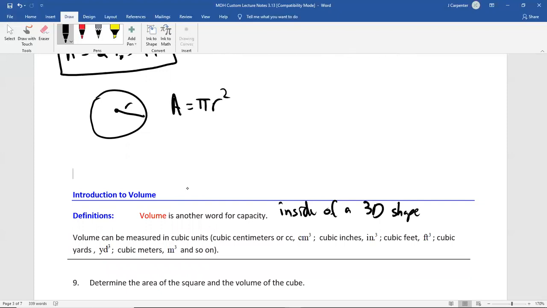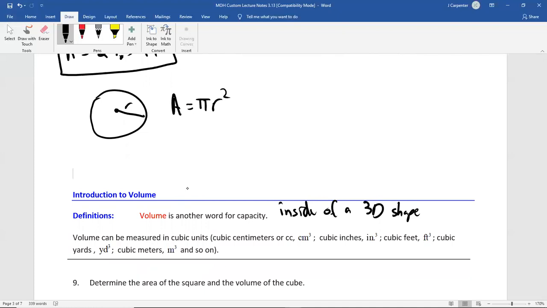So not a flat shape, 3-dimensional shape. So like a textbook, that would be 3 dimensions. A soda can, that would be 3 dimensions. A milk jug, that would be 3 dimensions. A glass of water, that would be 3 dimensions.